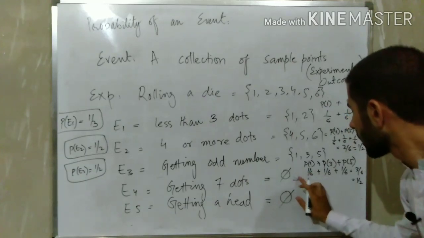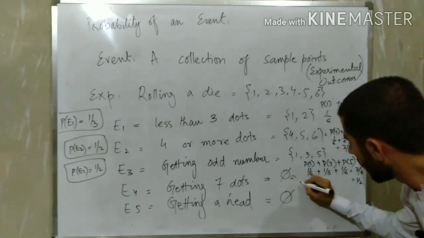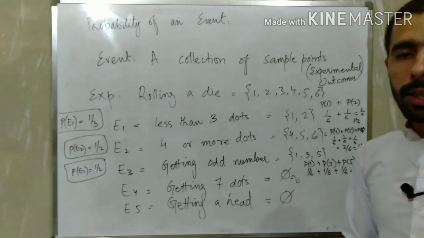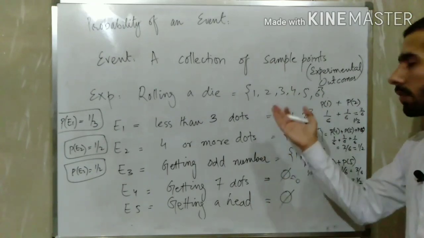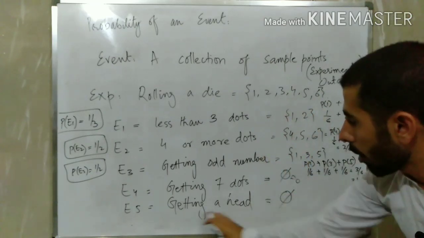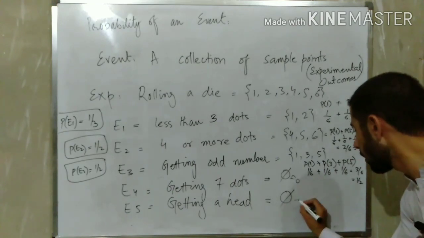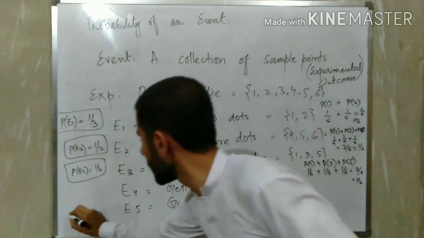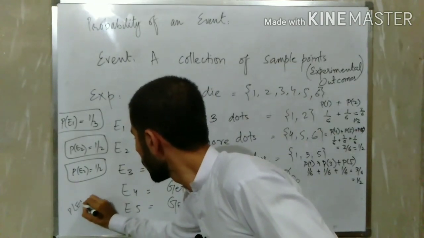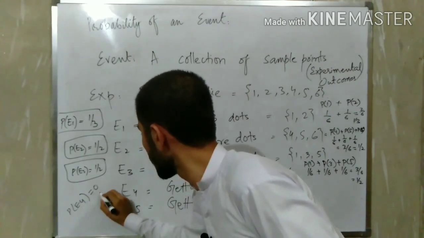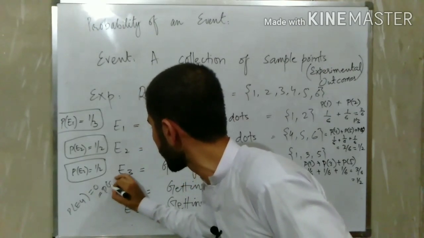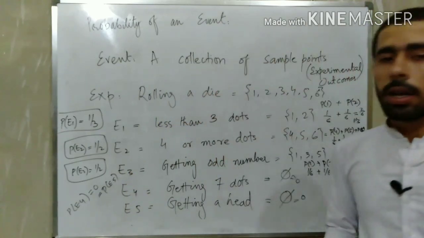We would say that the probability of getting nothing is 0. Once you roll a die, you must get at least one of these things. Similarly, the probability of getting a head is also 0. So we would say that the probability of event 4 is 0. Similarly, the probability of event 5 is also 0.